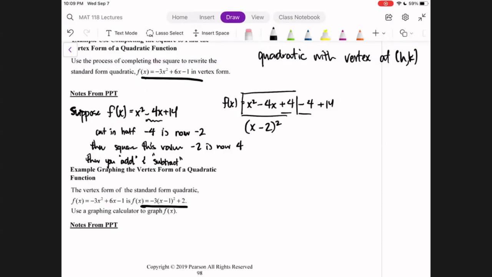Right? If you want to think, what's the shortcut? Well, minus 2, oh, it looks like what we have right here, right? It's the negative 4 cut in half. Okay. And then what about on the end? So the end here, I'm going to take these two terms, add them together, and I get what? I get plus 10. So this is my vertex form.